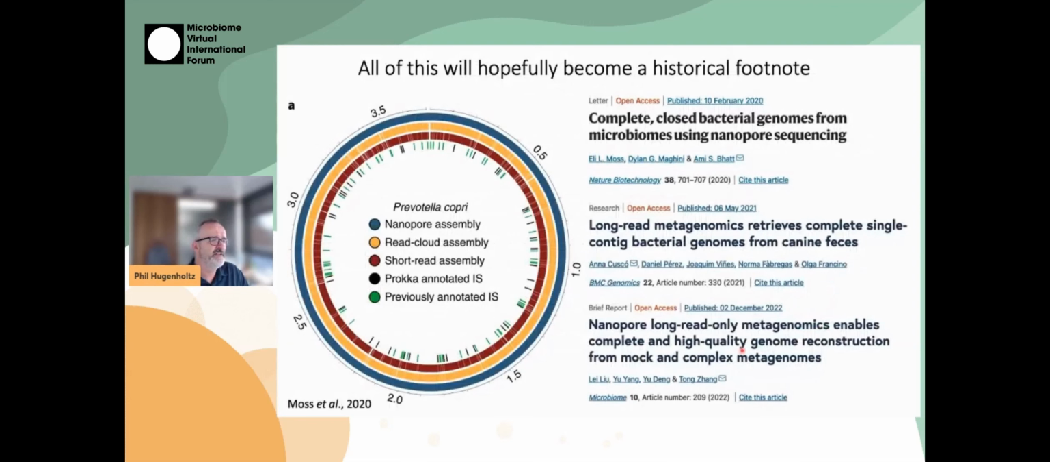So finally, all of this will hopefully become a historical footnote. I'm sure everybody in this audience is aware of the effects of long read sequencing, particularly nanopore. Many studies in recent times are now getting more or less complete genomes. And so barring bad assemblies, this should preclude the issue of binning together bits of other genomes or spurious pieces of DNA, as we've seen in some examples in this talk. This is a nice image from the Moss study in 2020, and they show that with the nanopore thrown in, you get the complete genome back for this Prevotella copri.